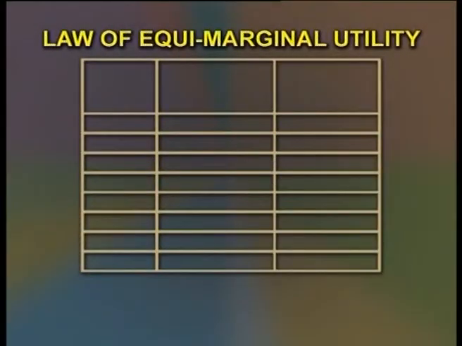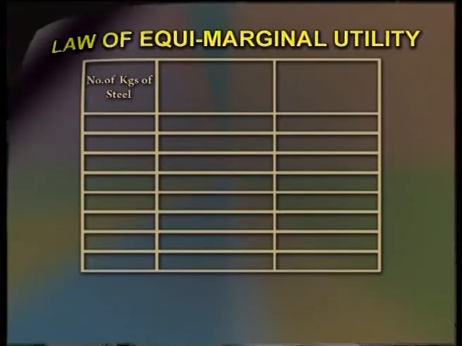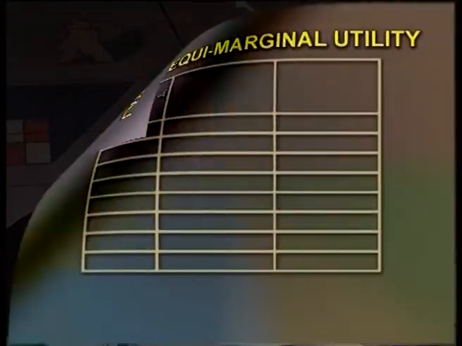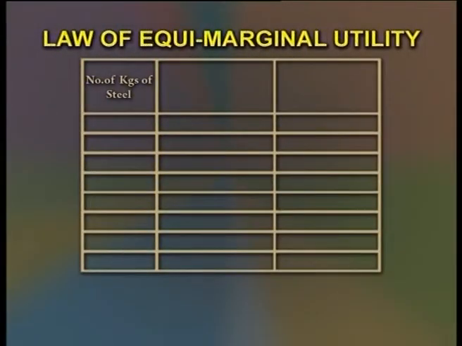The table consists of 3 columns, and we are taking into consideration a commodity like steel. Steel can be put to many uses, and so if we want to get the maximum utility out of the use of the steel, then we would have to see how it should be spread out. So, let us assume that it has 2 uses, use X and use Y.